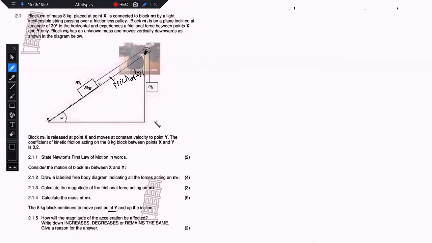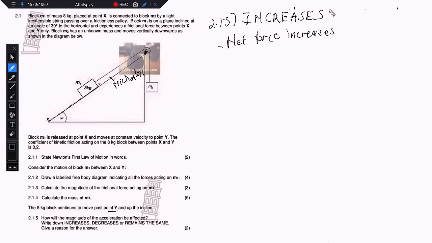Now, this one is pretty obvious. We know that if it's now moving on a smooth, frictionless surface, the acceleration would have to increase. So our answer there is increases. And the reason for that, we can say, is because the net force increases since frictional force is absent.